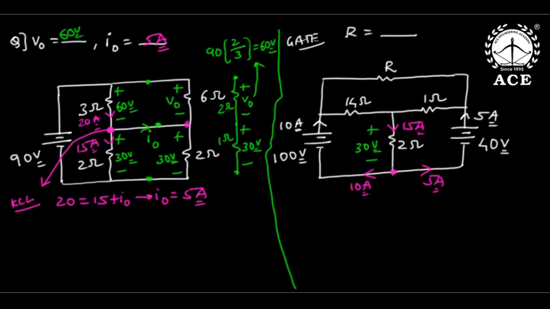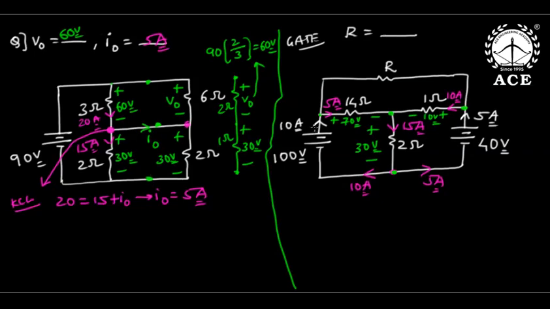Now see, with respect to this as reference, if this is 30 and this is 100, this difference is 70 volts across 14. And here also, if this is 40 and this is 30, this difference is 10 volt. Now again, this is 70 by 14, 5 amperes this side, and this is 10 by 1, 10 amperes this side. Passive element, current enters positive.